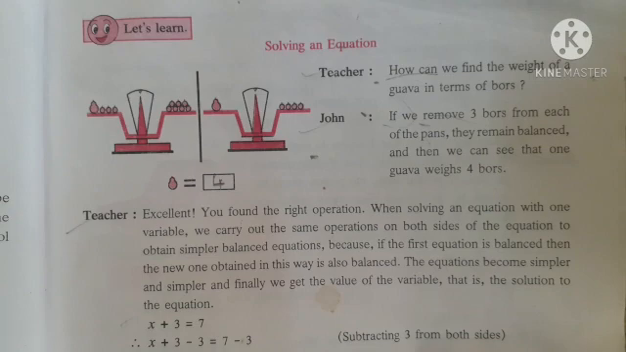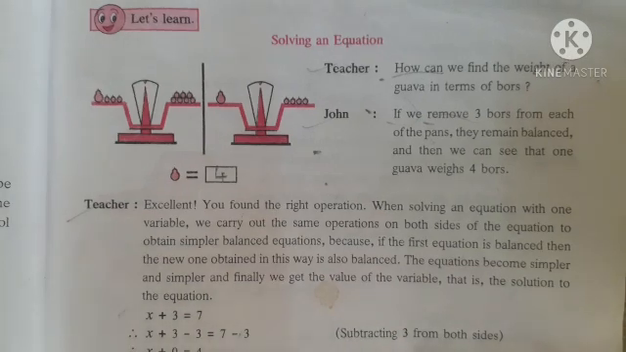Let's move further. Now, you can see this picture in your textbook, where you can see guavas and boars kept on the left hand side and on the right hand side. On the left of the weighing machine you can see one guava with 3 boars, and on the right hand side you can see 7 boars. Teacher, how can we find the weight of a guava in terms of boars?